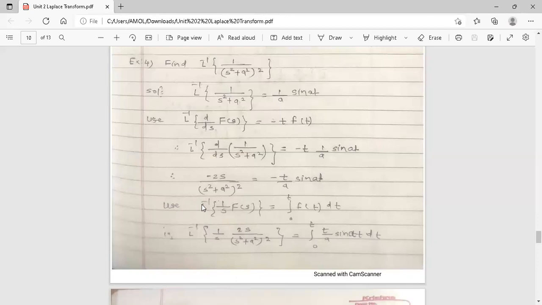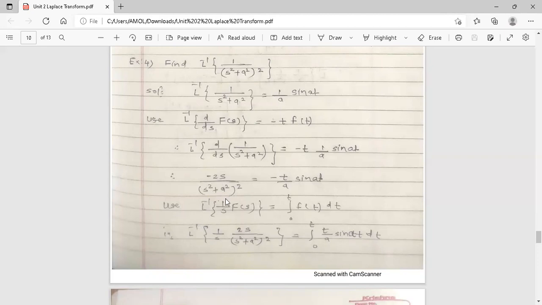So use here the integral property, because we have to remove this s which is present in numerator, because in our original example the term is only 1 upon (s square plus a square) whole square. So how to remove this s? Then use here the division by s property.